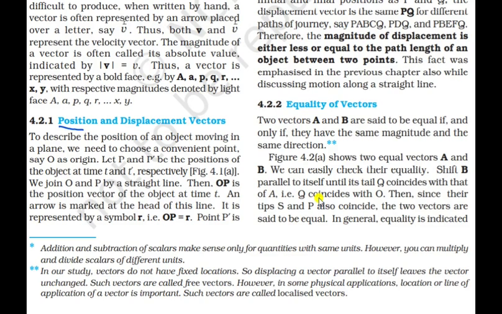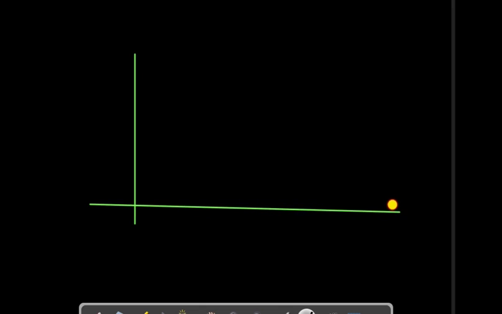Now position and displacement vectors. To describe the position of an object moving in a plane, we need to choose a convenient point. Okay, so suppose this is a plane, consider xy, y, x.